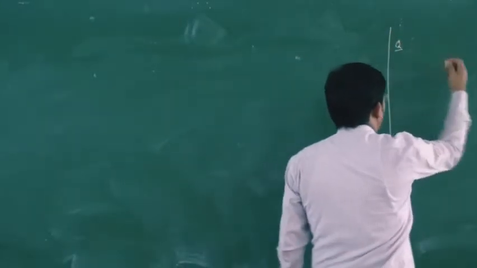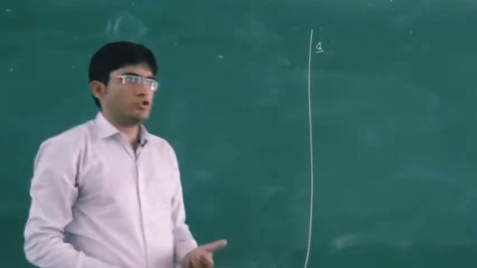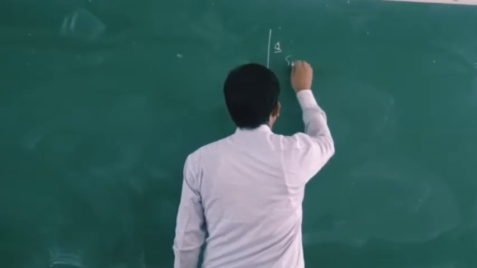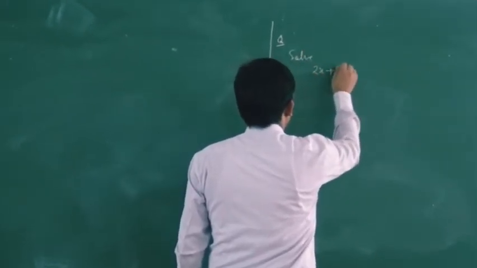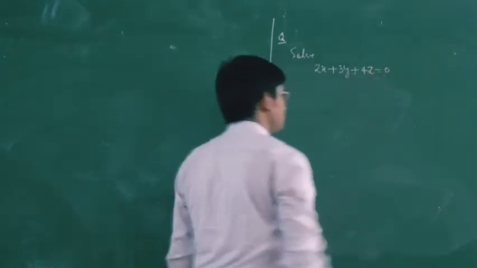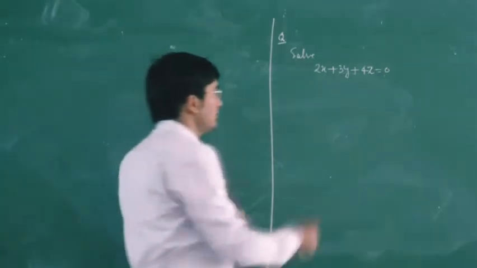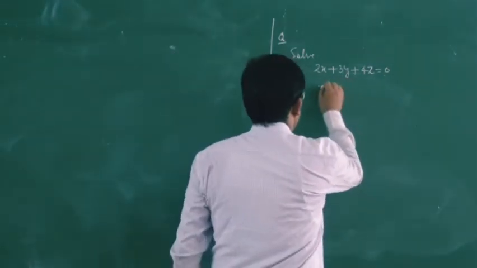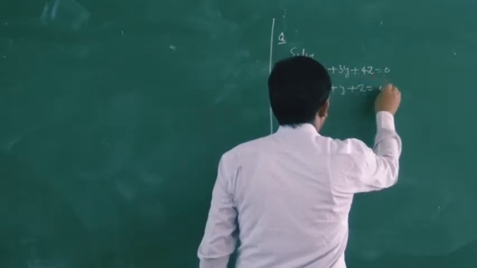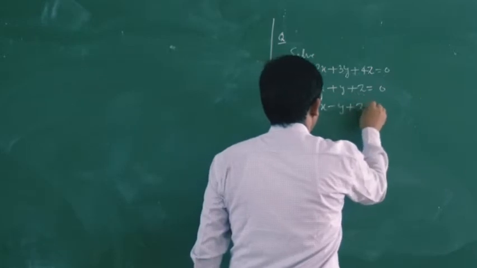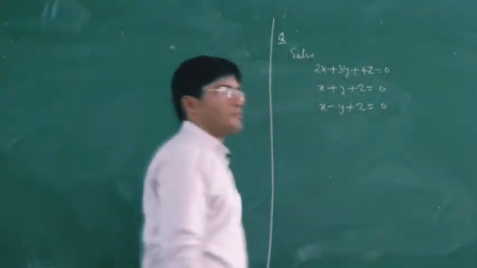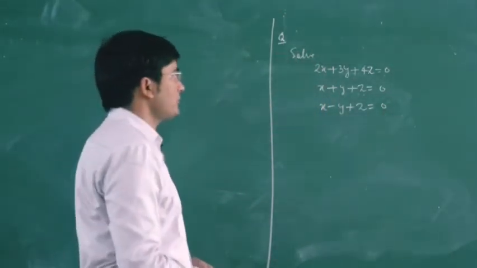Question. Let us solve the question based on homogeneous system of linear equations, that means when your right hand side is 0. So solve: 2x plus 3y plus 4z equal to 0, say this is your first equation. Then x plus y plus z equal to 0, and x minus y plus z equal to 0. This is your system of homogeneous equations.